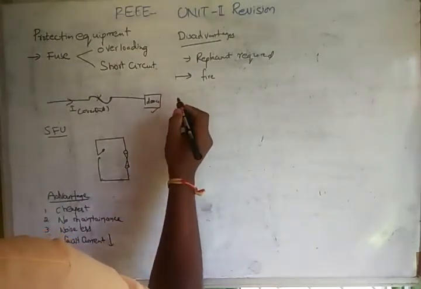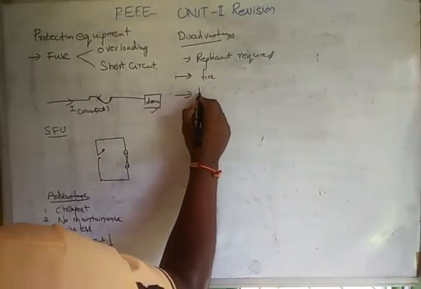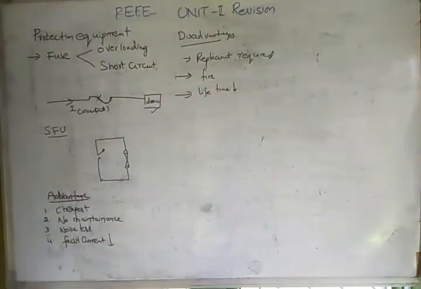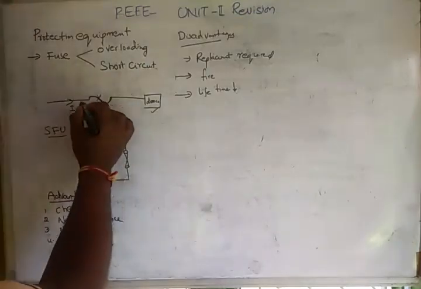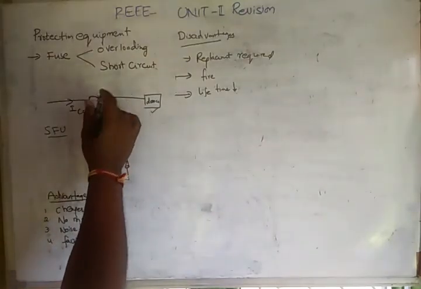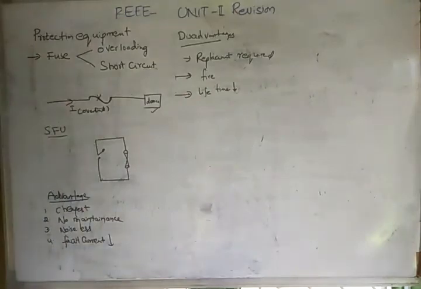The number of operations and the lifetime are also very less. This is how the fuse protects. Once an overcurrent flows to the devices, the fuse will melt and isolate the devices from the overcurrent. These are some of the advantages of the fuse.